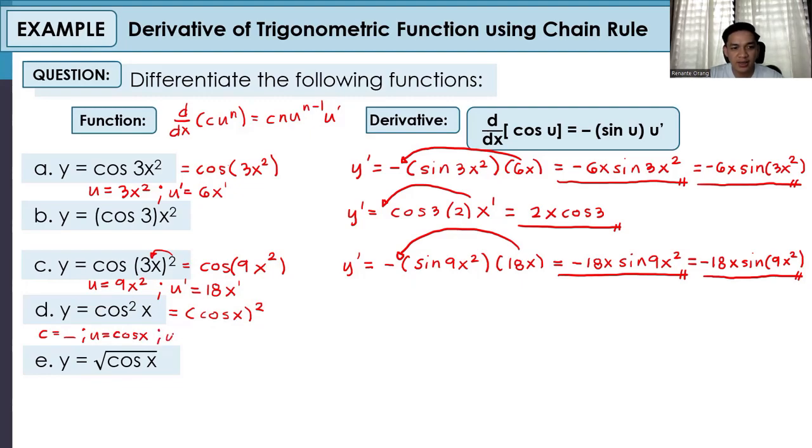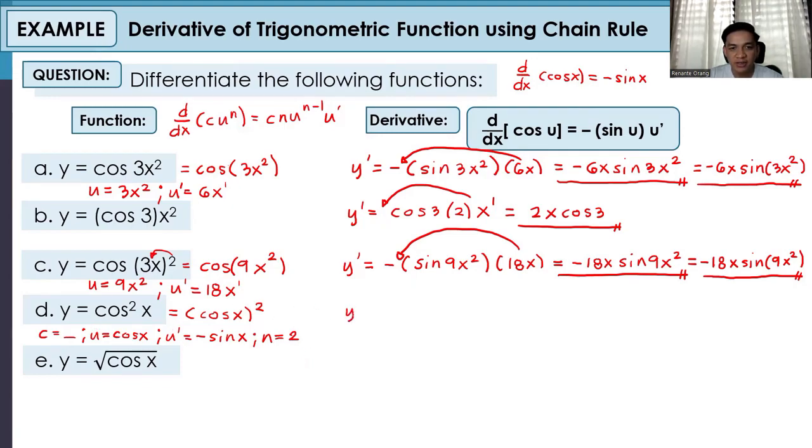Proceed po tayo sa ating u prime, which is the derivative of our u. So as we all know, the derivative with respect to x of our cosine of x is equivalent to negative sine of x. So ibig sabihin, the derivative of our cosine of x is negative sine of x. Last one po is yung ating exponent, which is n, that is equivalent to 2. Kompleto na po tayo. Meron na tayong constant, u prime, and n.